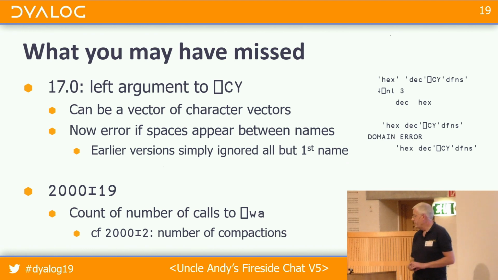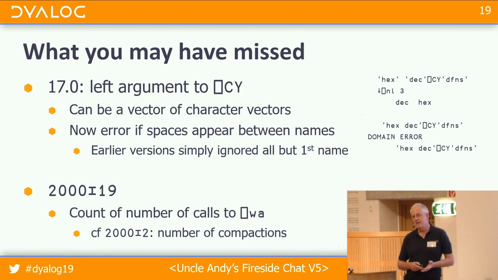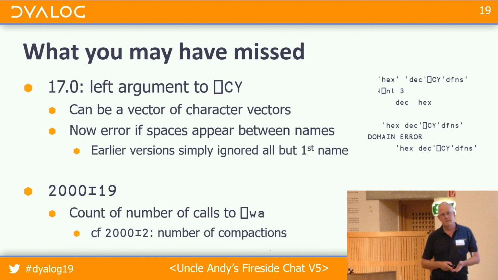We have, however, tightened things up slightly, and that is, in versions before 17, if you type hex space dec quad CY defins, it would copy in hex and do absolutely nothing with dec. And now what we do is we issue a domain error. So one of the rows of the matrix defining the left argument of quad CY or a simple character vector can only have one name in it. It can have leading spaces, it can have trailing spaces, but it can't have two or more names in it.